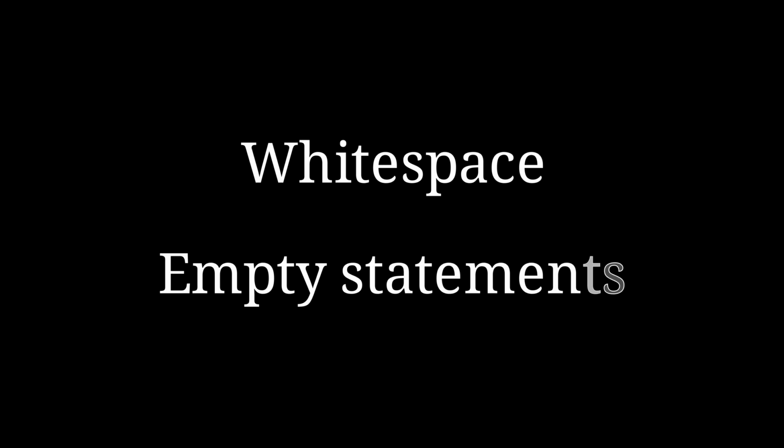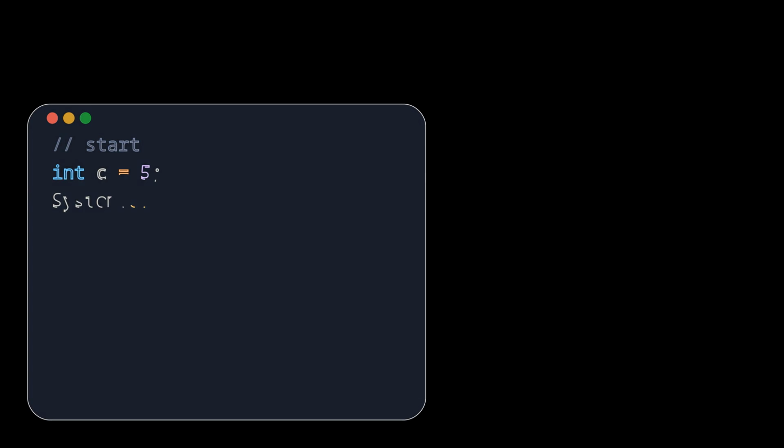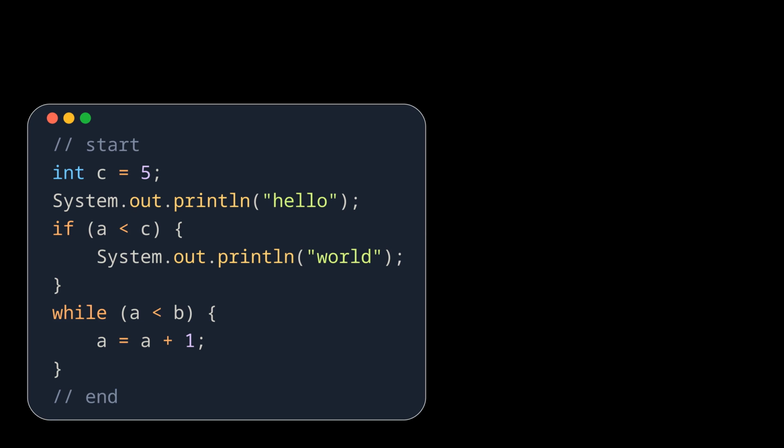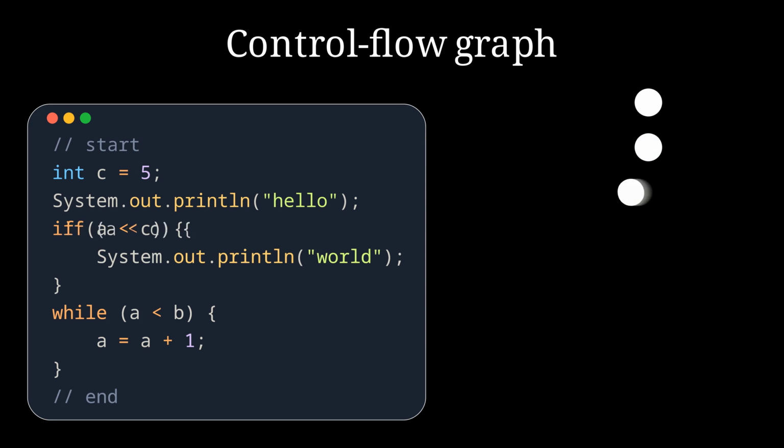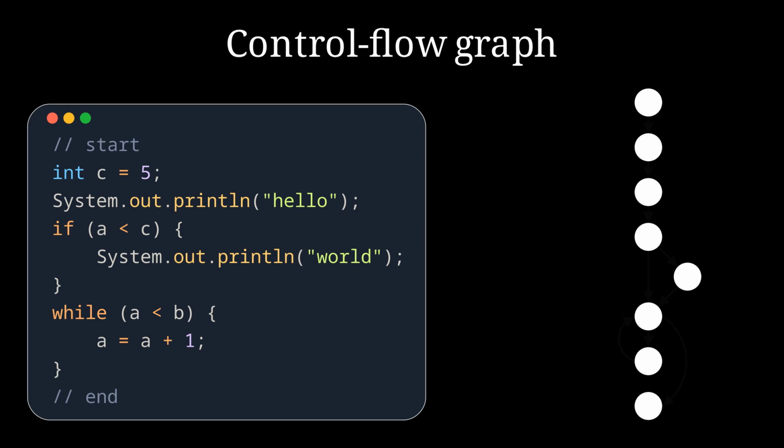So let's shine some light on this confusion. First things first, let's clear up some questions. Whitespace should definitely not count for coverage, and the same goes for empty statements. In fact, let's say we have the following code. From this, we can build the so-called control flow graph. We create a node for each statement and connect them via edges.